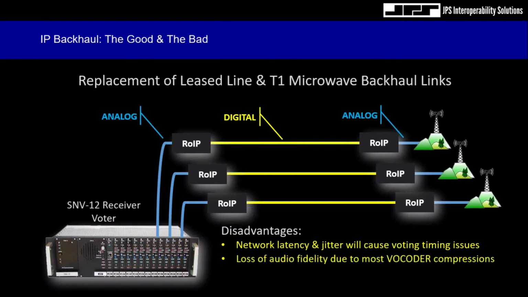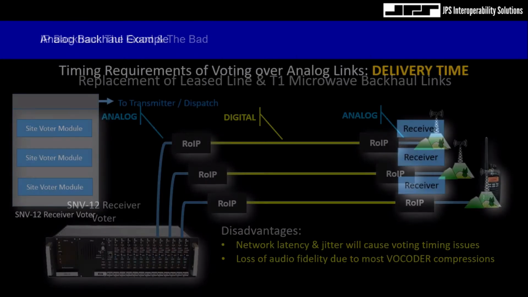Secondly, the algorithms used to properly package the voice data before it's placed into the payload of a TCP/IP packet, namely the vocoder, has an ill effect on the spectral FM noise that the voter requires to properly assess the quality of the received audio.